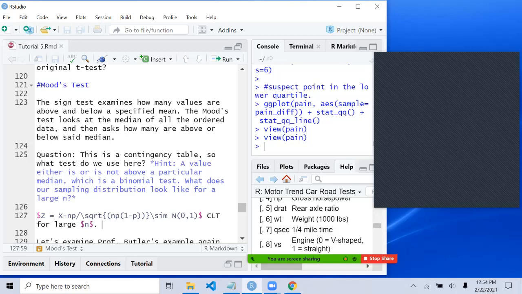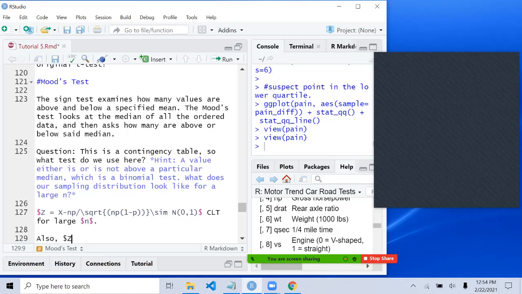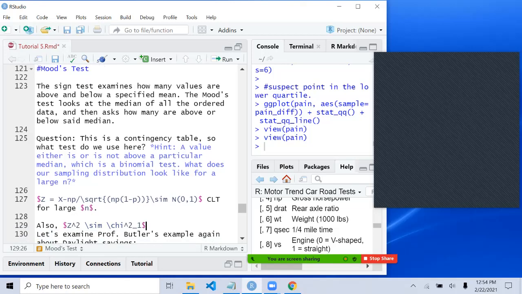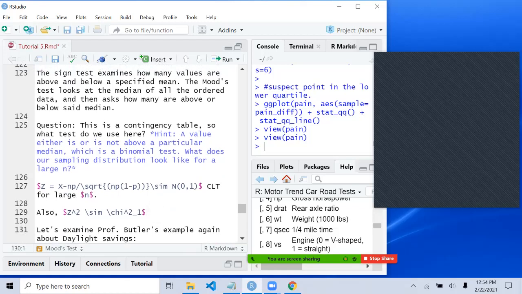Also, make a note here that Z squared is distributed chi-squared. This is me also teaching you guys LaTeX if any of you are curious. So when you square this normal, you get a chi-squared. This means that the Mood's test is looking at a table of things, whether it's above or below the median, and it's going to be a chi-squared. The test is on a chi-square distribution.